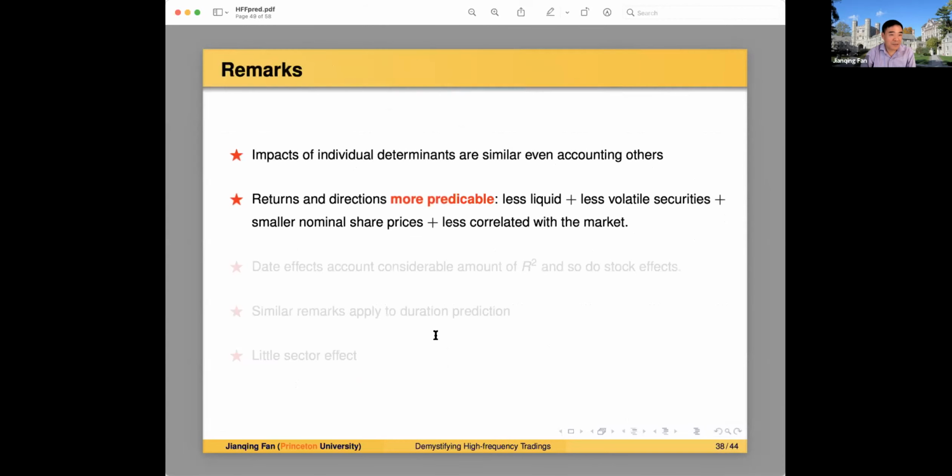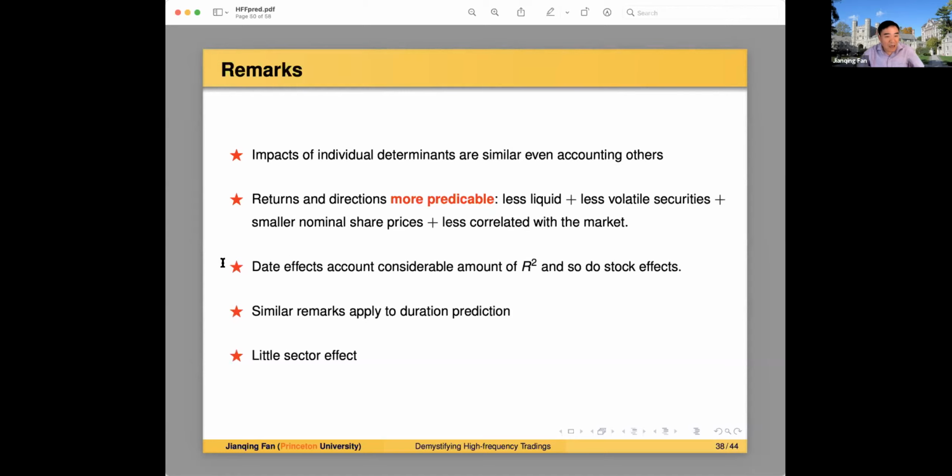So all those persist. So let me just summarize. We say a lot on this part of the results. What kind of environment and determinants affected the predictability? We basically are saying impacts of individual determinants are similar even after accounting for all other variables. And what kind of stock are easier to predict, right? So less liquid stock, low nominal price, less volatile stock, and smaller nominal price and less correlated with the market. These attributes are easier to predict, which is in line with what our intuition suggests.